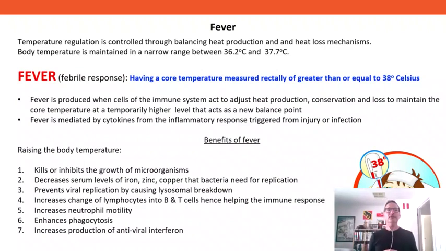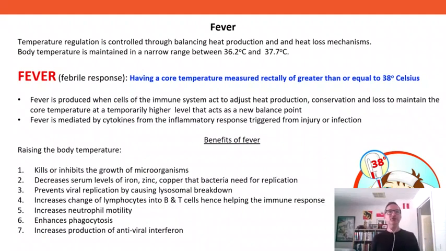It increases change of lymphocytes into B and T cells and helps our immune system respond. It also increases the ability of neutrophils. The neutrophils are the biggest number of white blood cells in the body. It helps them to move about, so it increases their motility. It allows our phagocytes to be more effective and efficient, so it enhances phagocytosis, so they find it much easier to engulf bacteria and digest them.